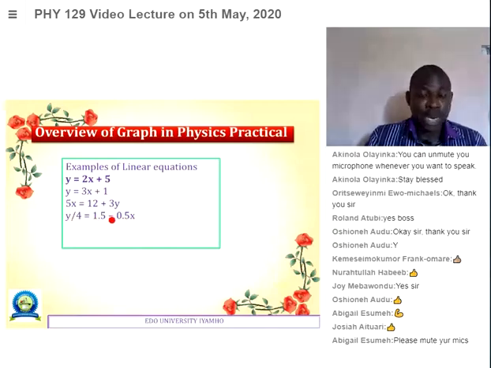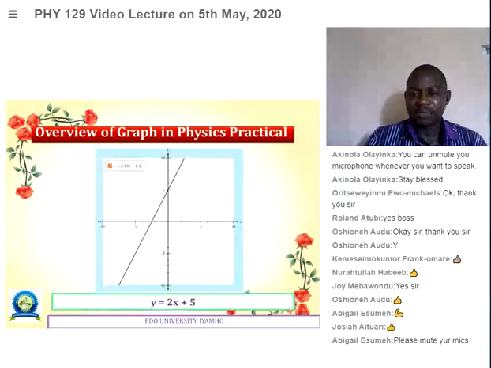If you have what you have here on this equation, y divided by 4 is equal to 1.5 minus 0.5x, this is also a linear equation. You can actually make y the subject of the formula in this equation, and that makes it to be in conformance with the general linear equation we have shown in the previous slide. So I quickly want to give you an overview of a graph to illustrate certain important features you need to know about linear graph equation. So let's quickly move on to the next slide.